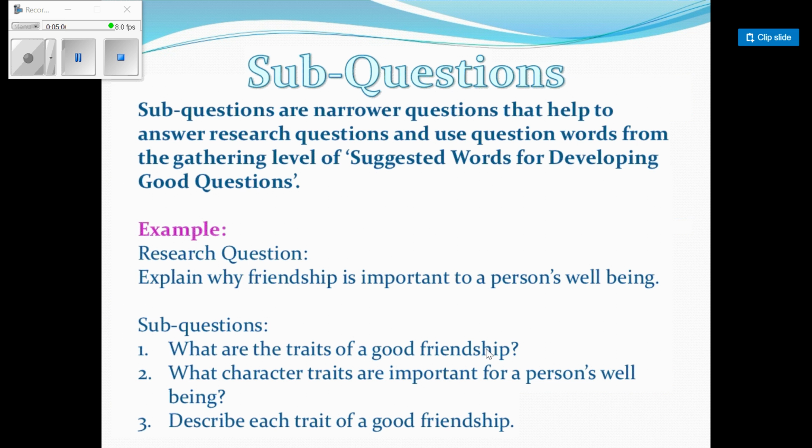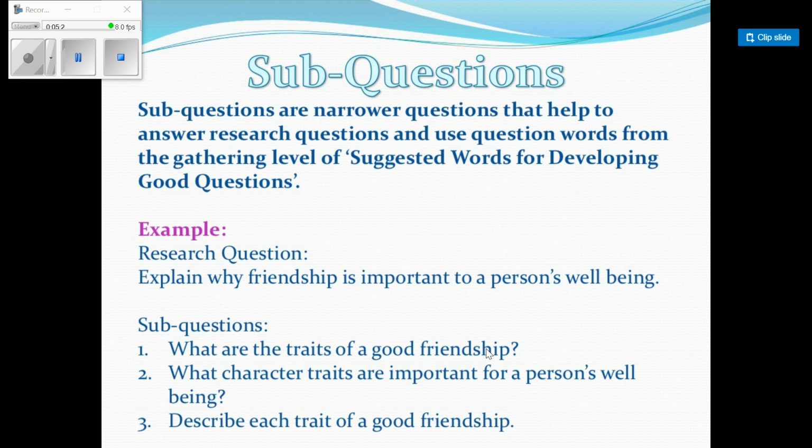Now let's talk about sub-questions. Sub-questions are questions below your question. Sub-questions are narrower questions that help to answer research questions, and they use question words from those lists of words that we were using before.